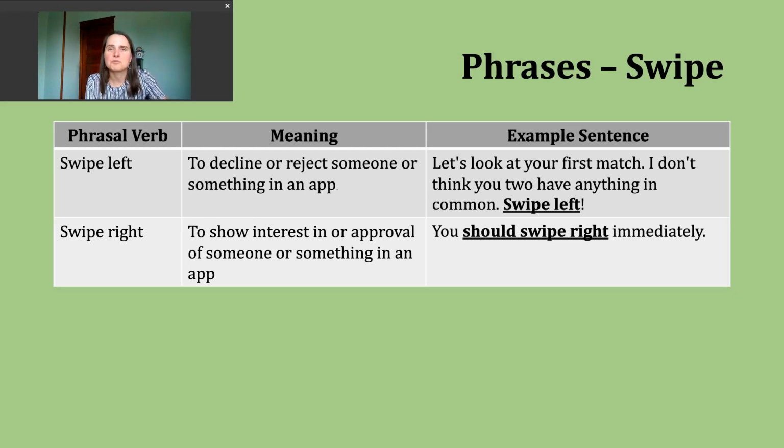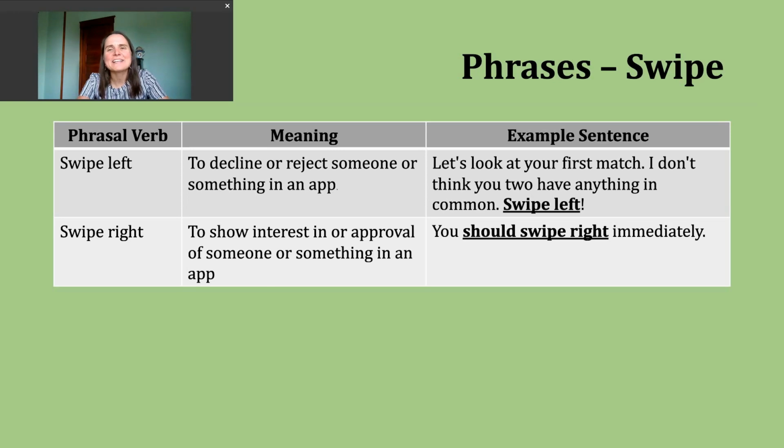Now, the opposite of swiping left is swiping right. So here you're showing interest in or approval of someone or something in an app. So now, perhaps I'm with my friend again, giving advice as they look for a potential date, right? You see someone and go, oh, that's it. That's the person for my friend. I would say to my friend, you should swipe right immediately. And so here I'm giving advice. I'm using the modal should with that phrase.